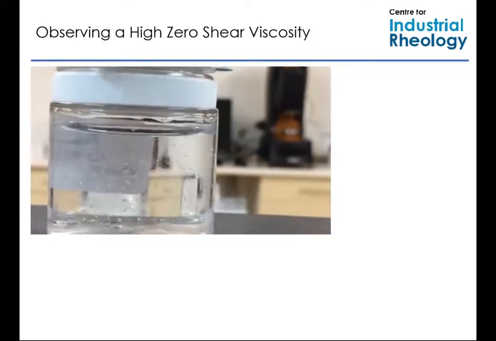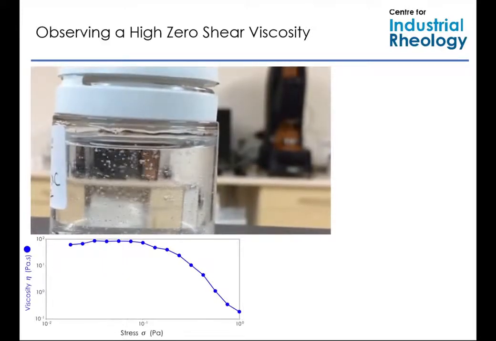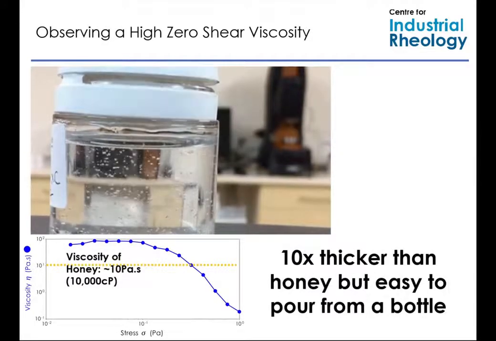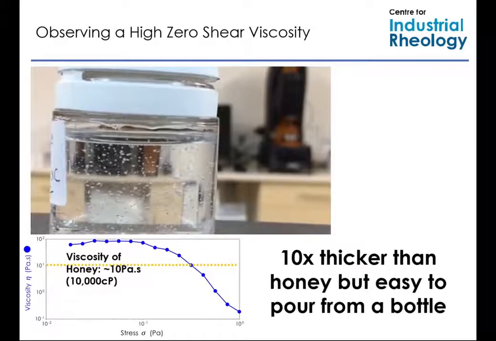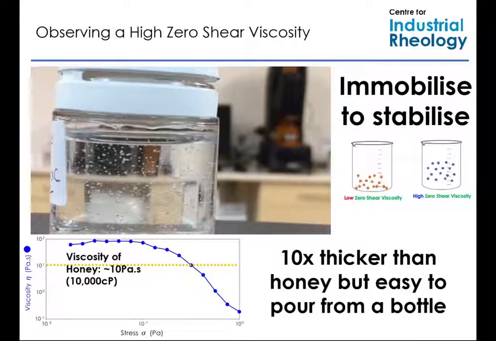And in fact, when we measured the zero shear viscosity of this product, it came out 10 times thicker than honey. If you're looking to improve the physical stability of a product, and prevent oiling out or sedimentation, then often the strategy is to immobilize movements of these particles. Formulators think that they have to trade sensory qualities for stability, but if you're able to increase zero shear viscosity and increase the rate of shear thinning, then you don't have to sacrifice either.